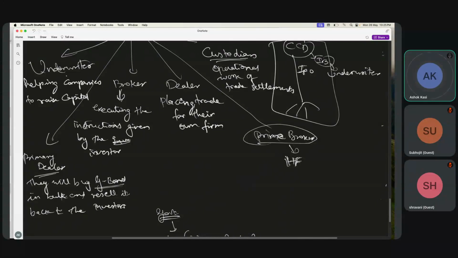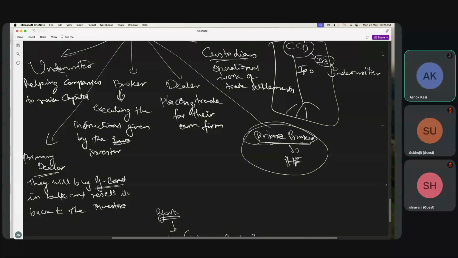So because they are doing various transactions, they need some personal assistant who will help them to settle all their transactions. That's why they require that personal assistant. So that time, the name changes from broker to prime broker.